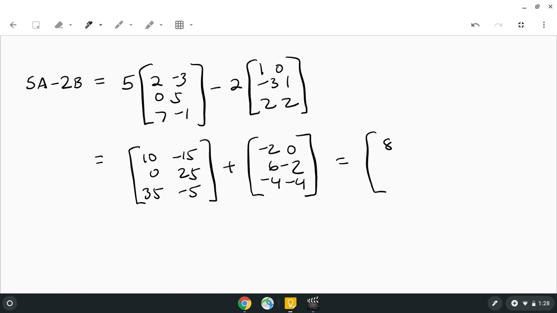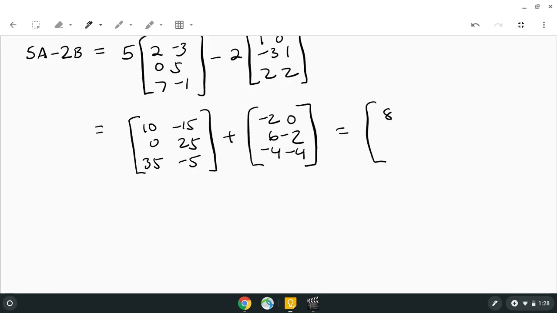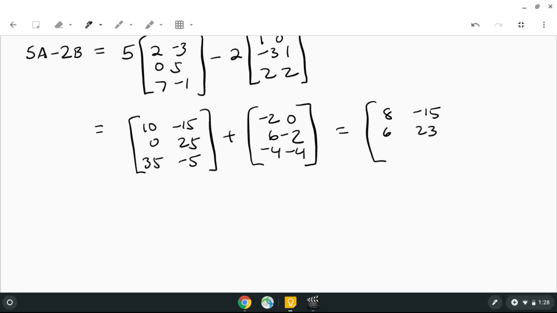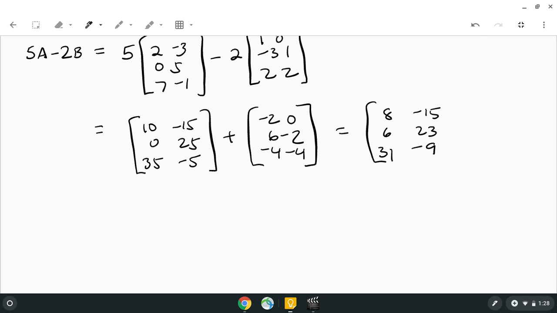Okay, this is starting to slow down. Okay, 10 and negative 2, 8. Negative 15 and 0, negative 15. 0 and 6. 25 minus 2. 35 minus 4. Negative 5 and negative 4. Okay. So that makes it a little more interesting, but not complicated.